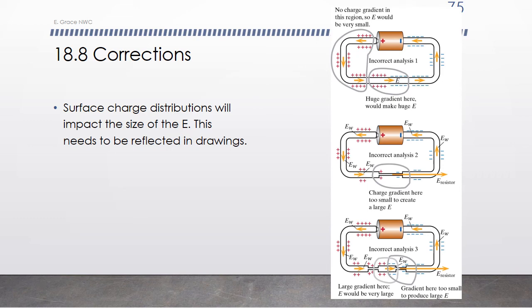All right, so here we have no charge gradient, so the electric field would be very small, and you've got a huge charge gradient right here, making a big E, which would mean you wouldn't have a steady state. Here you've got almost no charge gradient, so you can't force those electrons through, so that's wrong. And here you've got a large gradient and too small of a gradient. So that's kind of how to think about surface charges.